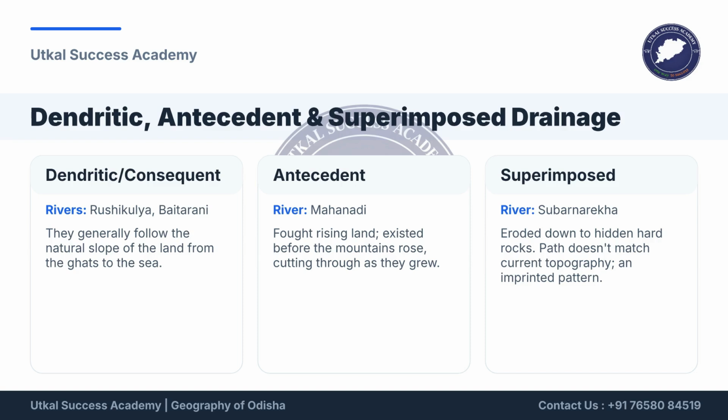Dendritic or consequent rivers, like the Rushikulya, follow the natural slope. The Mahanadi is an antecedent river, predating the mountains. The Subarnarekha is a superimposed river, eroding down to hard rocks, with a path imprinted on the landscape.